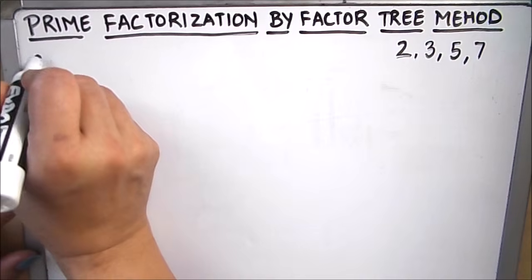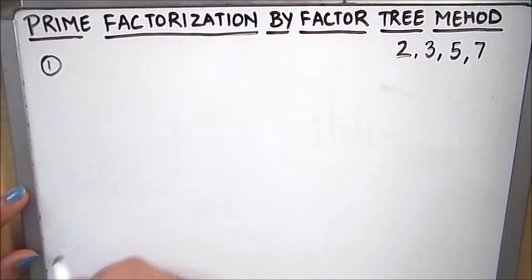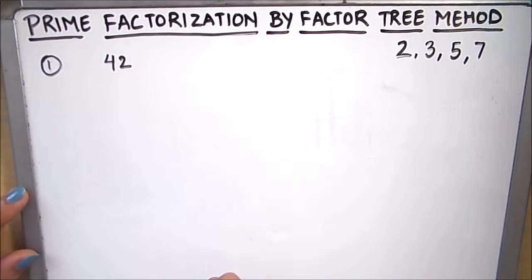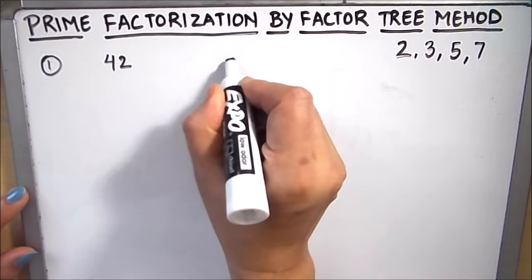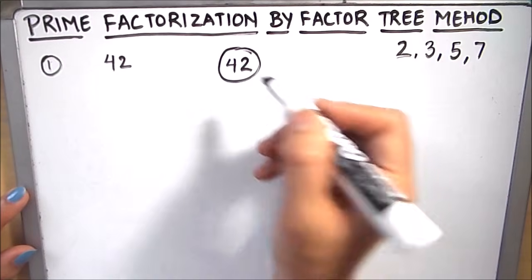So let's take a few examples here. Let's start by writing the prime factorization of 42. For writing the prime factorization using the tree method, we are going to write the number like this. Make a circle around the number.